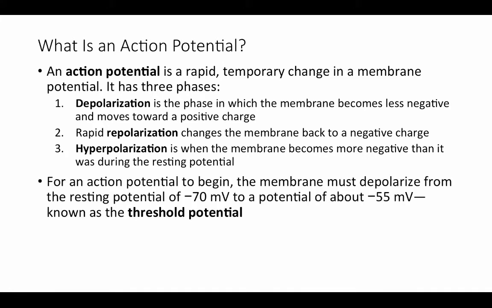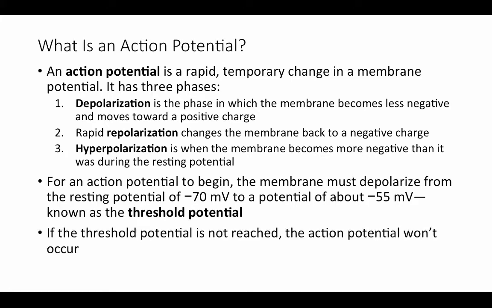So for an action potential to begin, the membrane must depolarize from the resting potential of about negative 70 millivolts to a threshold potential of somewhere around negative 55 millivolts. And this is the threshold potential that's going to cause those voltage-gated ion channels to open. If that threshold potential is not reached, the action potential won't occur. If it is reached, it will always occur.